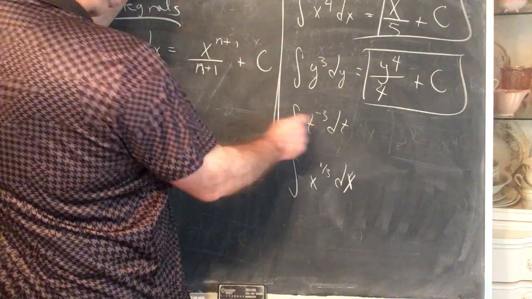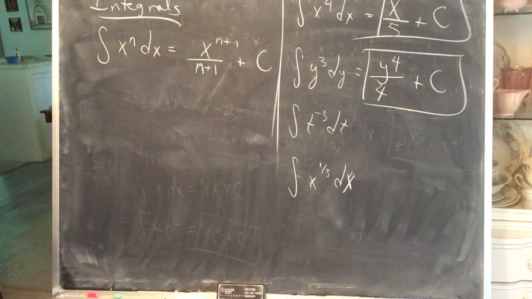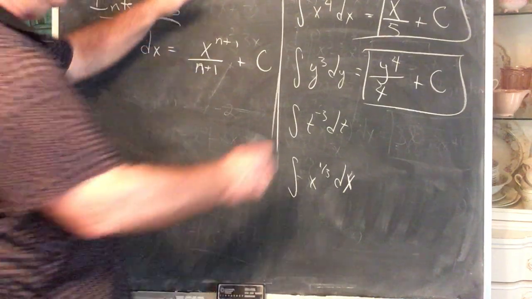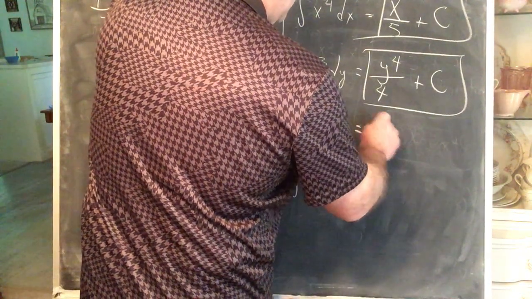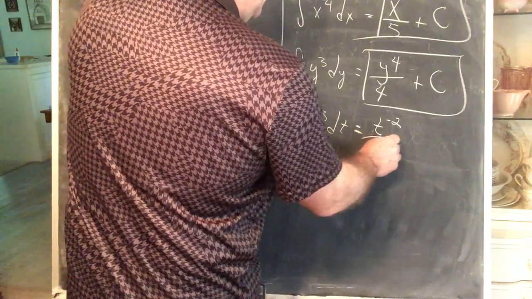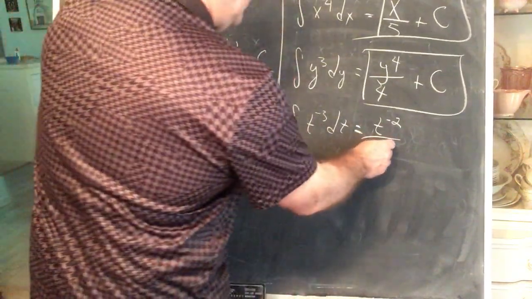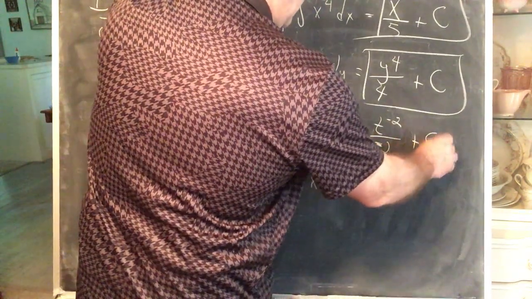Add 1 to the exponent. What's -3 plus 1? -3 plus 1 is not -4. You must do the arithmetic correctly. -3 plus 1 is -2. Divide by the exponent you just created. And add the constant.